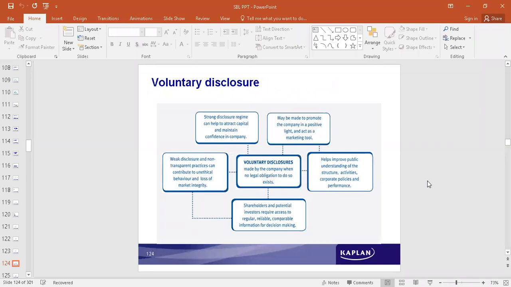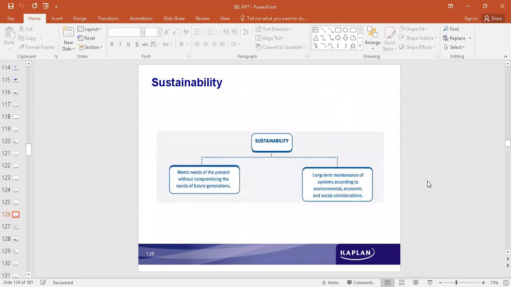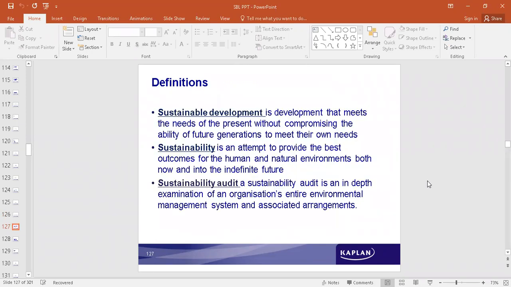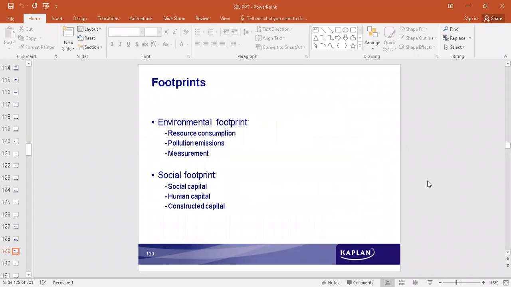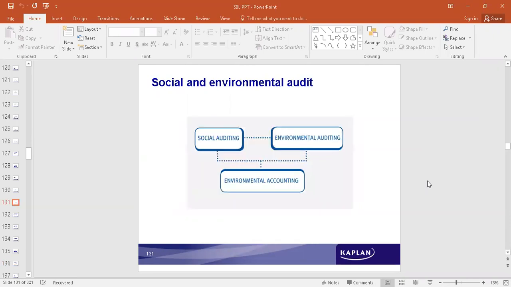So in that context, we did look into the social environmental issues, the sustainability aspect of it, see what plans the organization has in terms of sustainability, what is sustainability audit, then the carbon footprint, the amount of pollution that is emitted from the organization and what measures are taken, and the management systems which put a check on the environmental issues that are created by the organization. We have EMAS and then ISO 14,000.